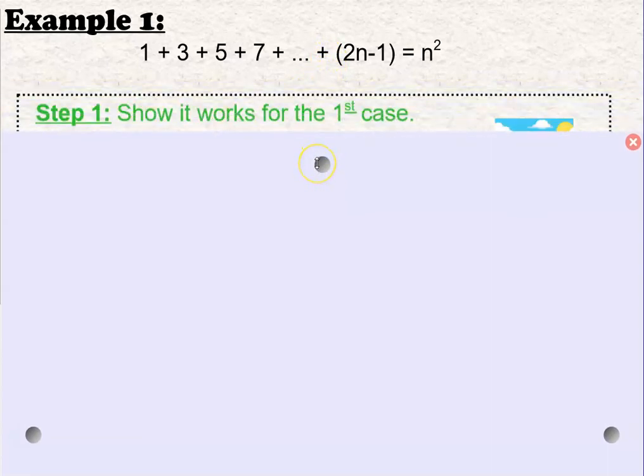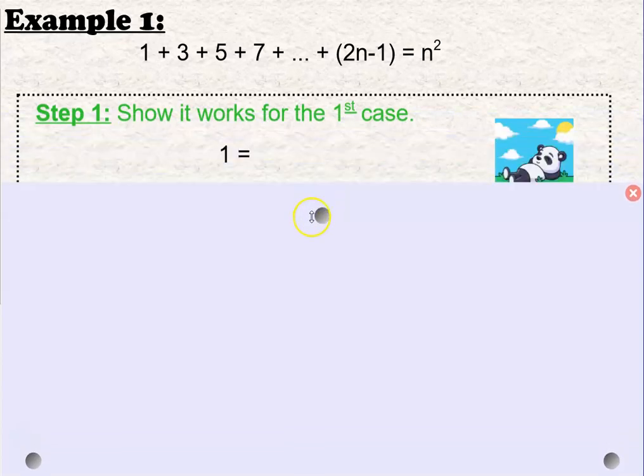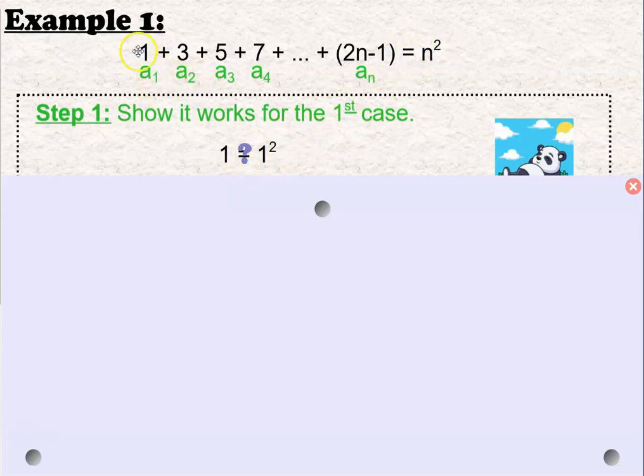Step 1, we're going to show it works for the very first case. So sometimes it helps to label these terms. This is my first term, this is my second, this is my third, this is my fourth, this is my nth. I want to show that this rule is going to work for the very first term, which is 1. So is 1 equal to, I have to show this, 1 squared, because n is 1. The first term, 1, is that equal to 1 squared?